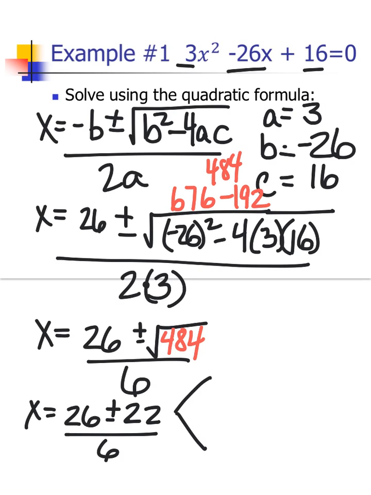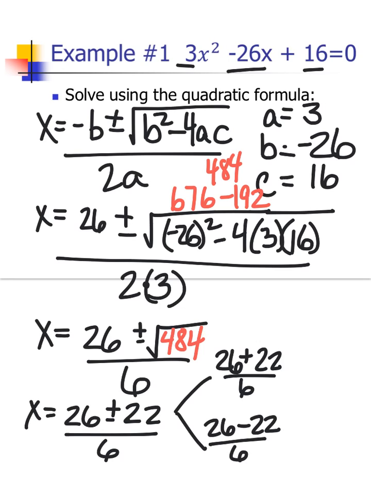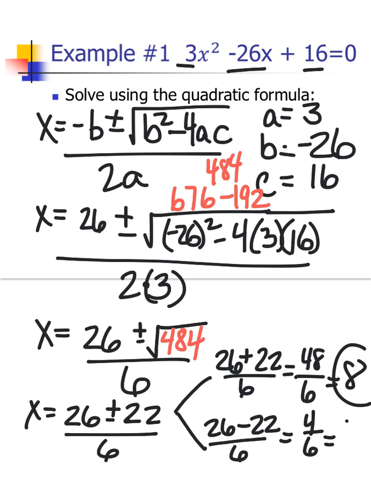You've seen us do this before. And X can be equal to 26 plus 22 divided by 6 or 26 minus 22 divided by 6. That's where our 2 answers come from. The top one gives us 48 over 6, which is 8. The bottom one gives us 4 over 6, which simplifies to 2/3. There's your 2 values for X.